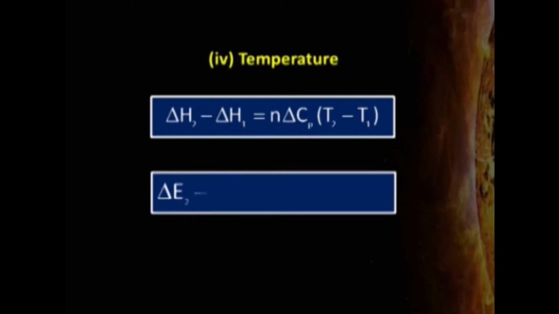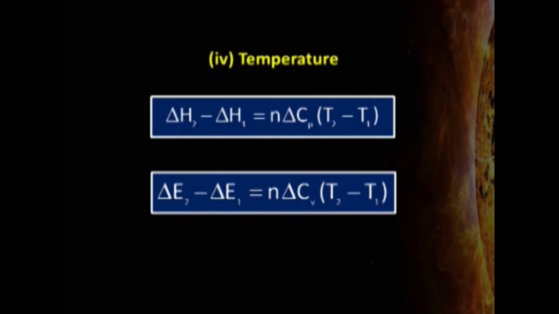There is another equation, delta E2 minus delta E1 equals n delta Cv multiplied by T2 minus T1. Here, if T1 is the lower temperature and T2 is the higher temperature, then delta E1 is the heat of reaction at constant volume at the lower temperature and delta E2 is the heat of reaction at constant volume at the higher temperature. n is the number of moles and delta Cv is the change in heat capacity at constant volume between the limits of these two temperatures T1 and T2.